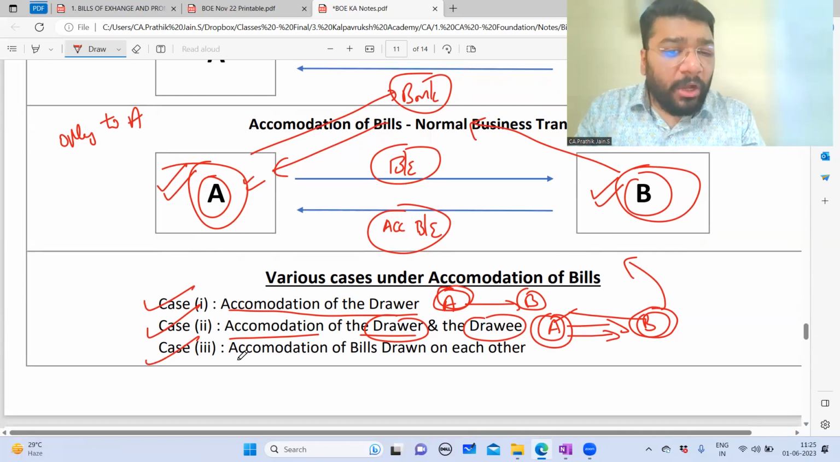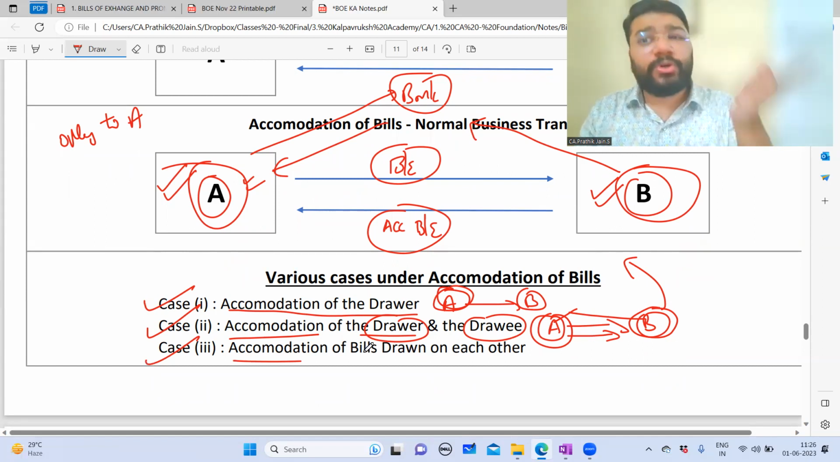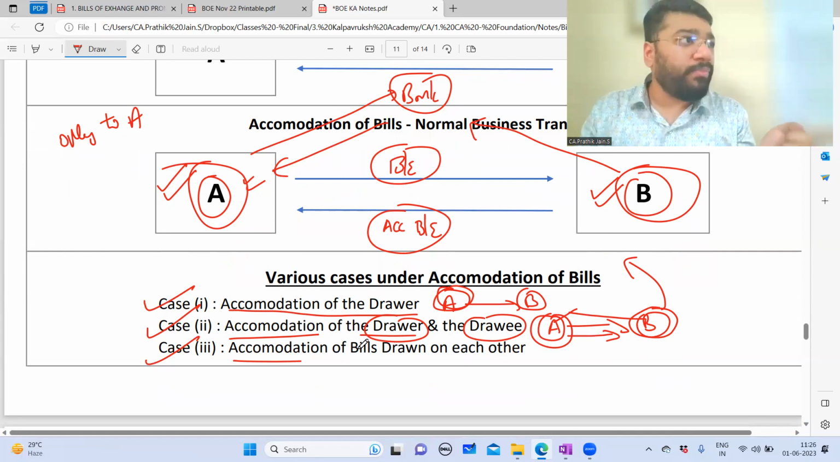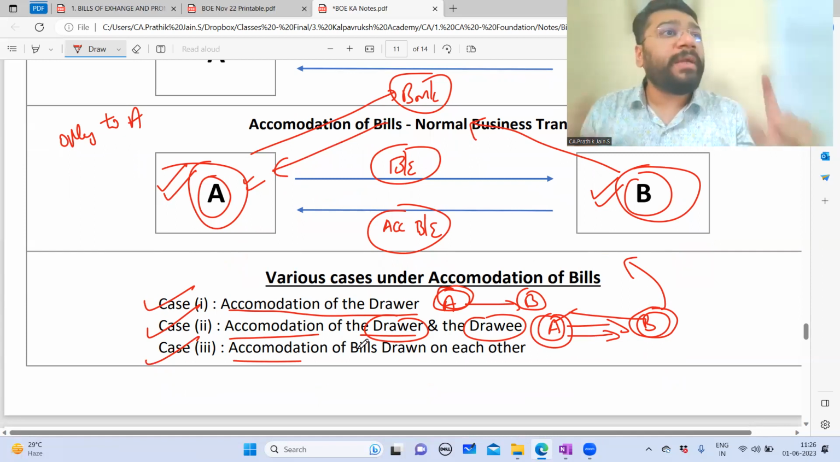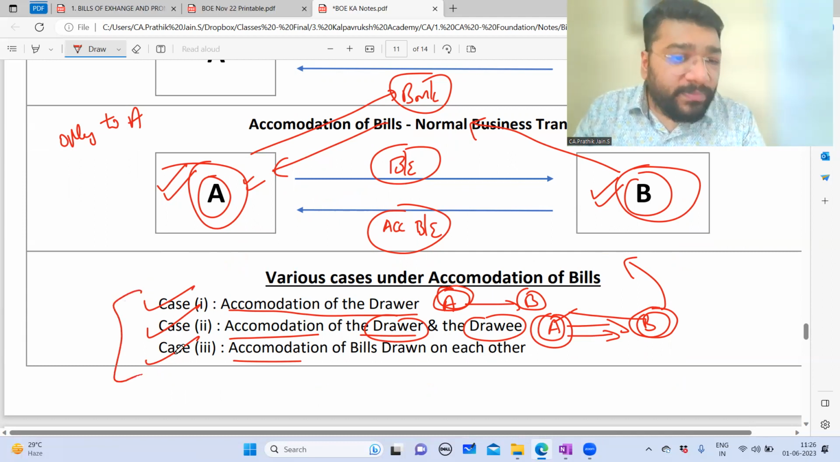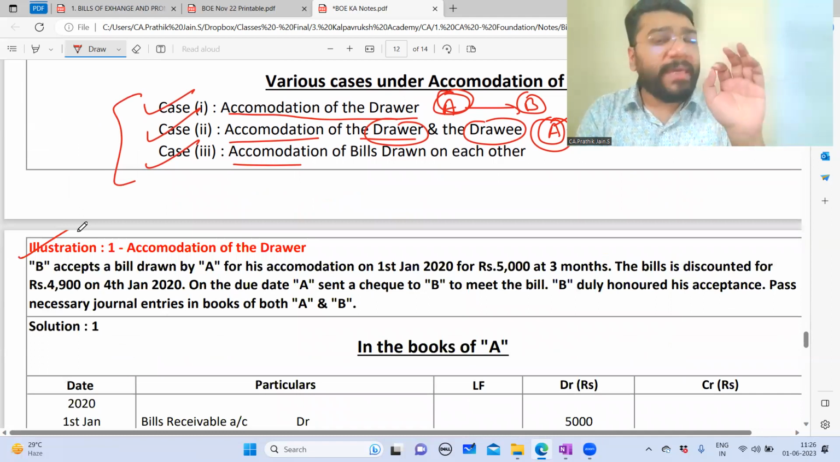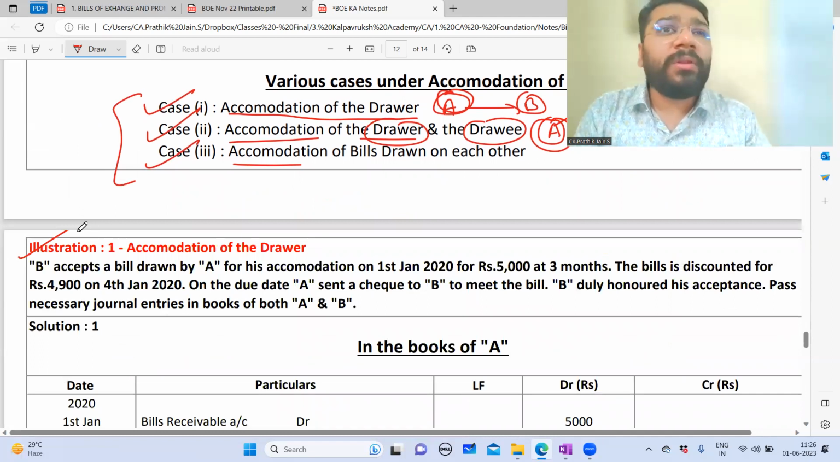Case 3, accommodation means help. Help is done where the bill is drawn on each party. That is, A is drawing a bill on B, B is drawing a bill on A. Both are drawing bills on each other, and on the due date, the respective people make the payment to the respective banks. So for all these three cases, we saw independent questions. We saw illustrations 1, 2, 3, which were basic questions for all these three cases.